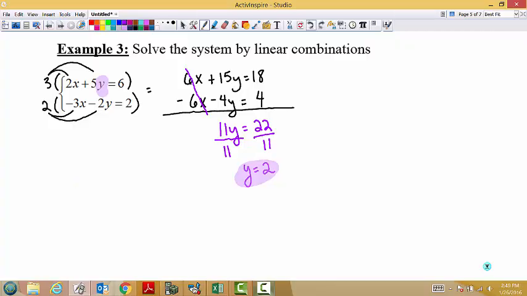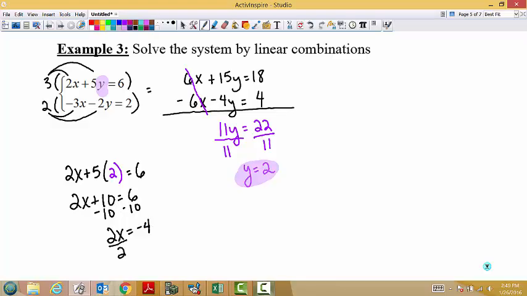2x plus 5 times y, but y is 2, equals 6. So 2x plus 10 is 6, minus 10, and I'm hoping you remember doing this in Algebra 1, because I'm doing about 3 weeks worth of stuff in one lesson. So x is negative 2, comma 2.